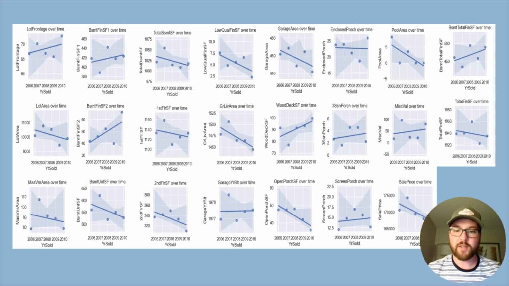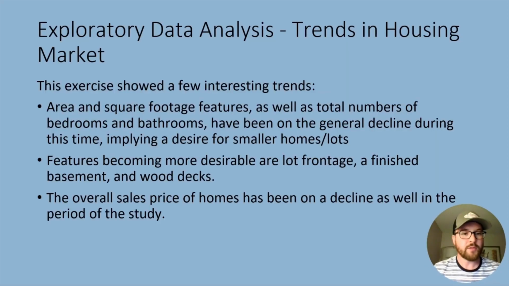So here's some of the plots that we looked at. This is just most of the numeric features over time. In the previous section, they pulled out outliers, so this is a good way to show positive or negative correlations, or maybe not even a correlation at all. So area, square footage, total number of bedrooms and bathrooms have been on a decline, which might imply that people are looking for either smaller or cheaper houses.